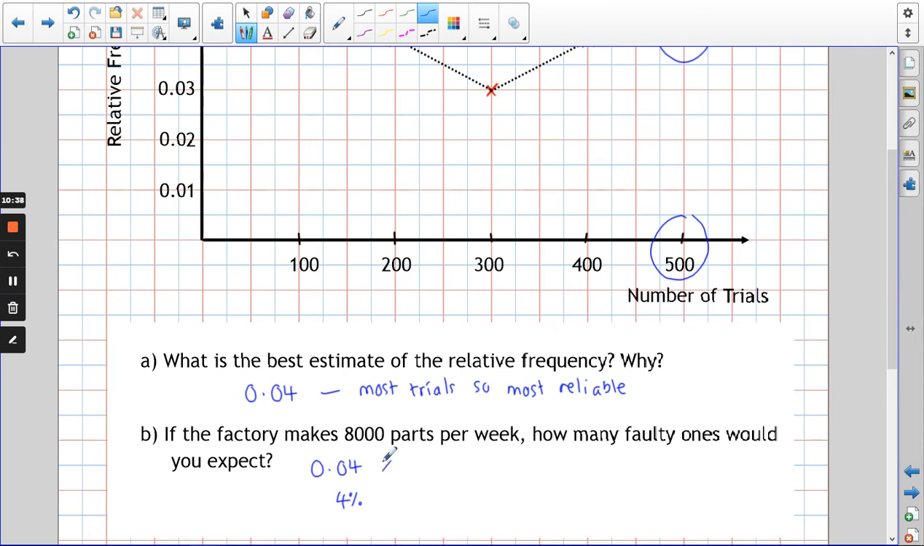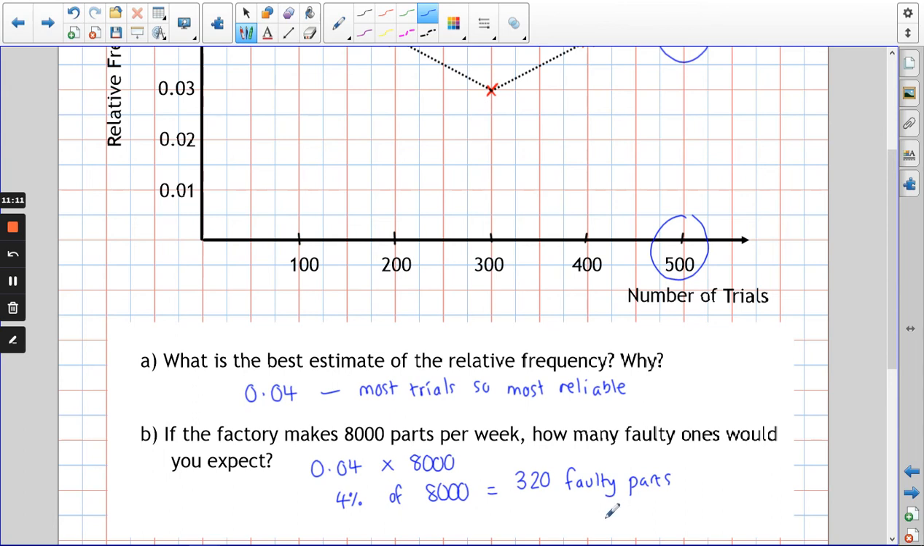So if they make 8,000 parts in a week, this is like saying 4% of 8,000. Well, 1% would be 80, so 4% would be 320. So I would expect 320 faulty parts per week if they're making 8,000 parts a week. And now it's up to the managers of the factory, the bosses, to decide whether that's acceptable or whether they want to either repair the machine, replace the machine, or see what's going wrong.